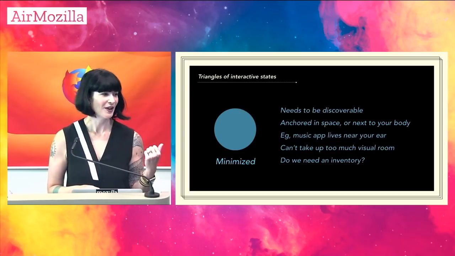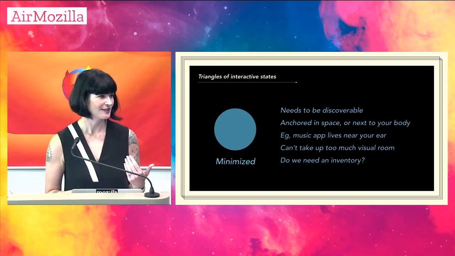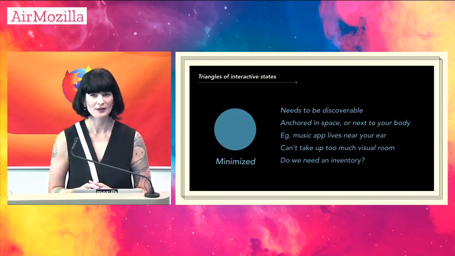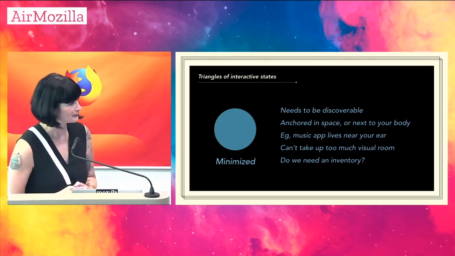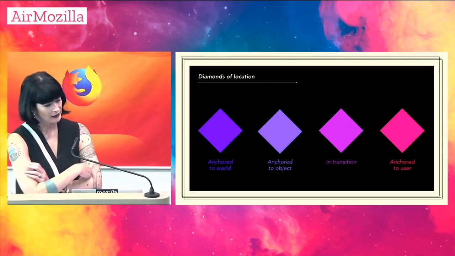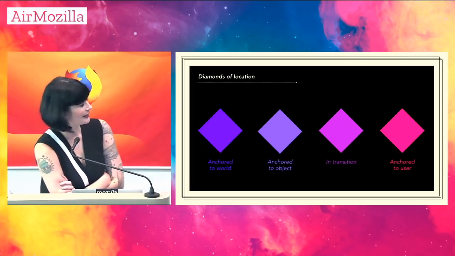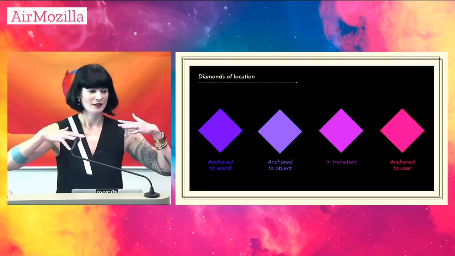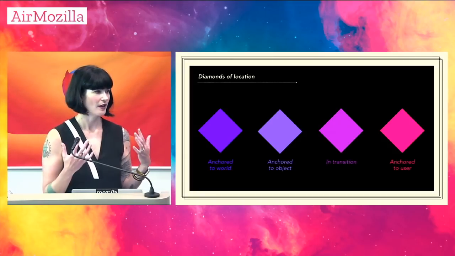Like if I left my Word doc app in my house, I need to be able to pull it up from anywhere. So we need some sort of sense of an inventory equivalent for all the spatial computing apps that we'll be using. And then finally, the diamonds of location. This will make more sense why I called it diamonds in a second. All of the things and all of the states and permissions that I just mentioned also have a quality of where they are in the world.